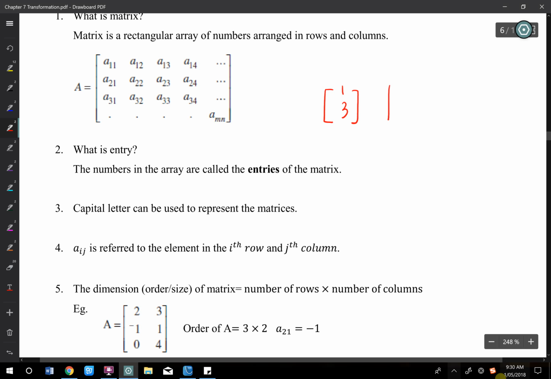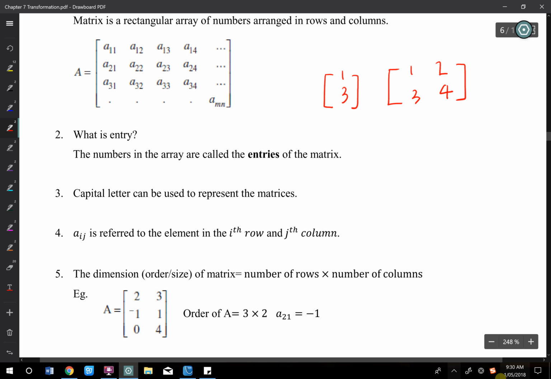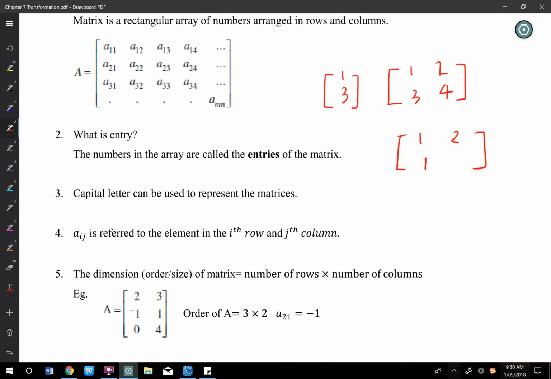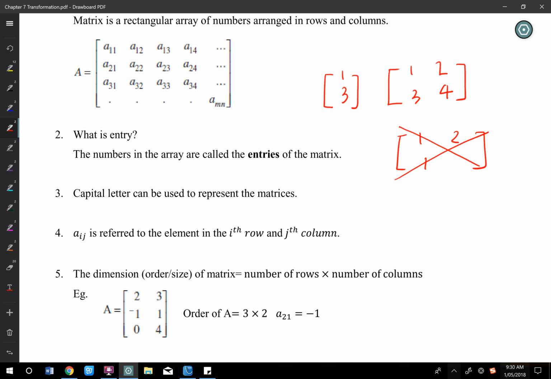Or I can have this matrix, with 2 rows and 2 columns: 1, 2, 3, 4. All the places need to be filled with numbers. I can't have a missing number in any row and column. I can put a 0 here, but I can't leave it empty. That's wrong. We must fill all the entries with numbers. Every single spot needs to have a number.